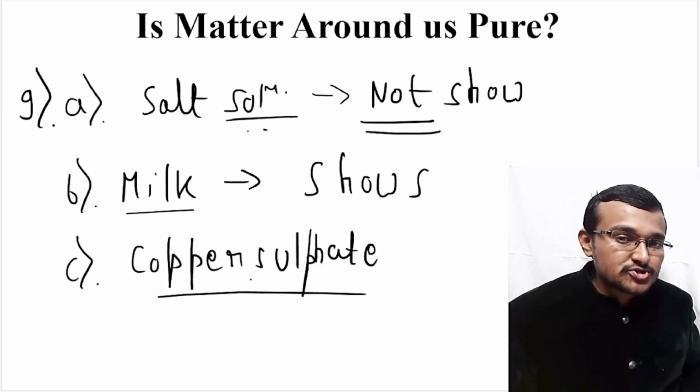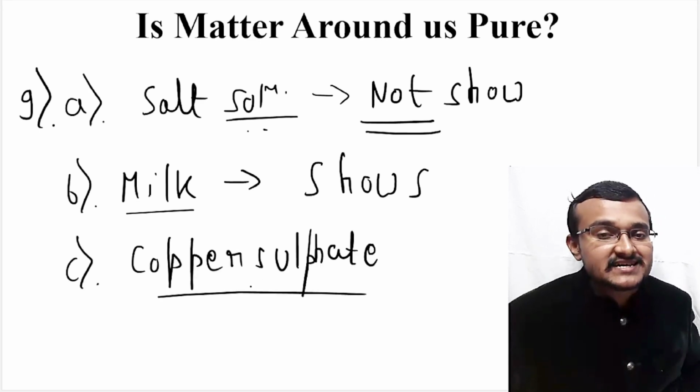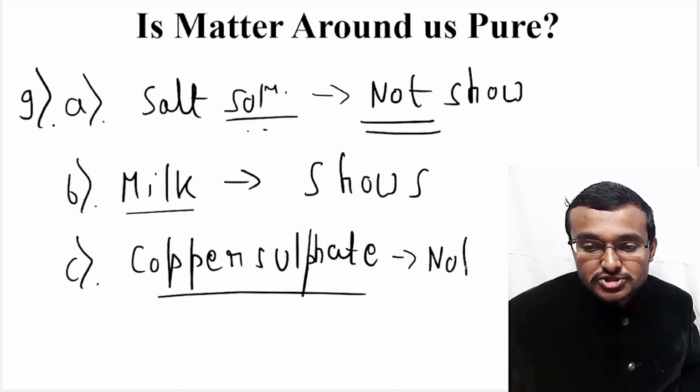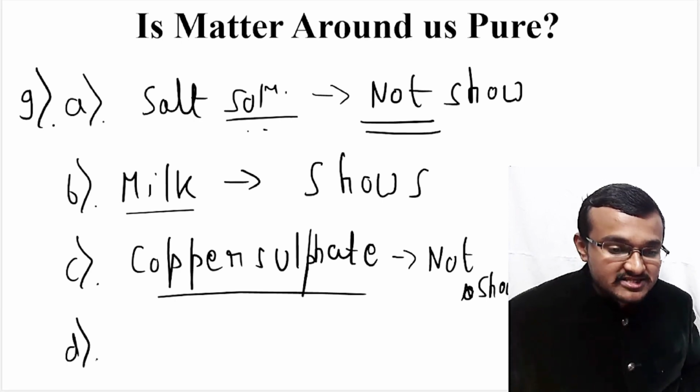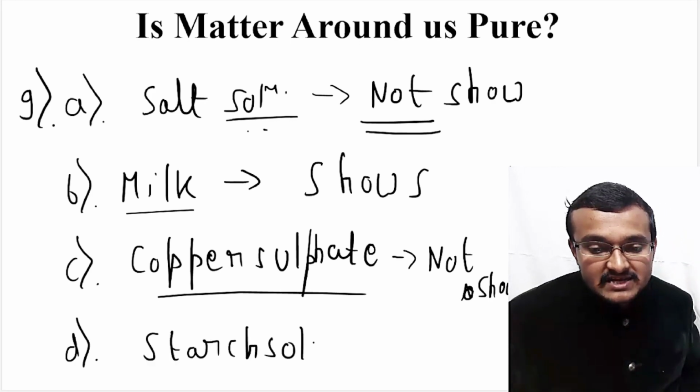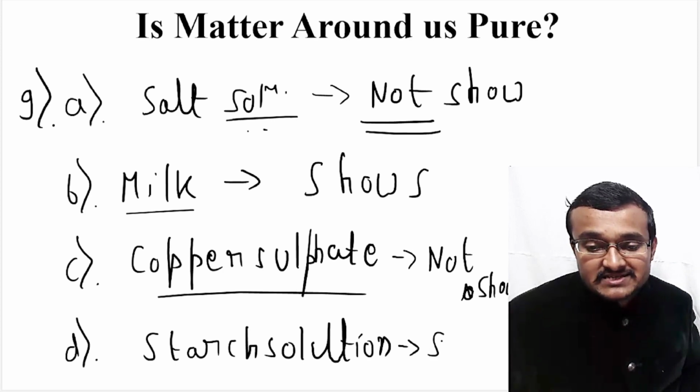So copper sulfate is also an example for solution, that is there is a homogeneous mixture in this. So hence this also does not show any kind of Tyndall effect. Coming to the next mixture, here they have given starch solution. Even starch solution is an example for heterogeneous mixture. Hence starch solution will show Tyndall effect.